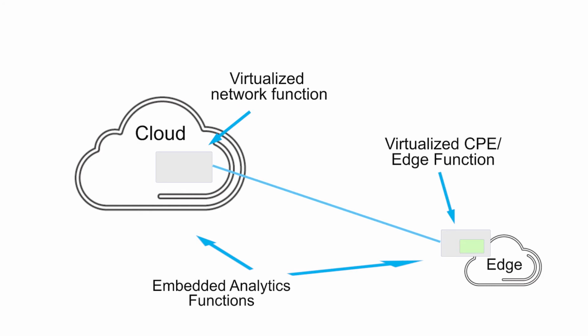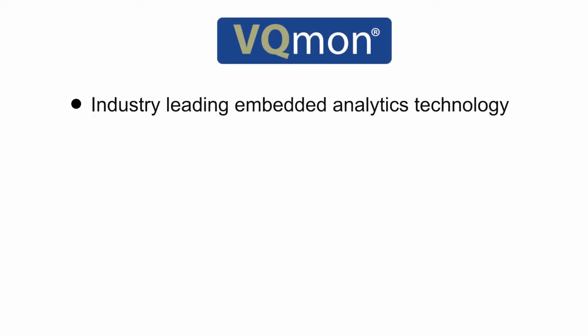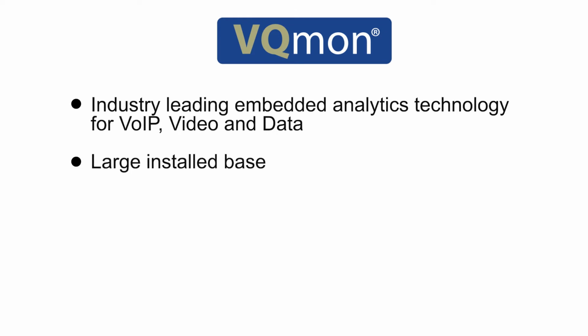Virtualized network functions and virtual CPE systems implement traditional networking functions as virtualized software elements that can be dynamically deployed. In these environments, real-time analytics software such as VQmon can be either a deployable element or embedded into a virtualized network function. With over 500 million units deployed, VQmon is the industry's leading embedded analytics technology. It has been widely licensed for integration into routers, session border controllers, SD-WAN systems, gateways, IP phones, soft phones, test equipment, chipsets, and many other platforms.